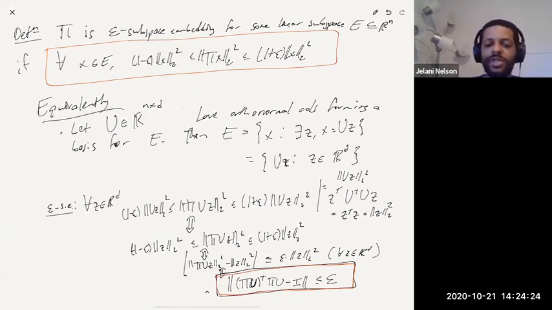Okay, which by the way, looks a lot like JL. Think of DJL. What does DJL say? DJL says that for all unit vectors, let me just write this down and you can see the similarity.